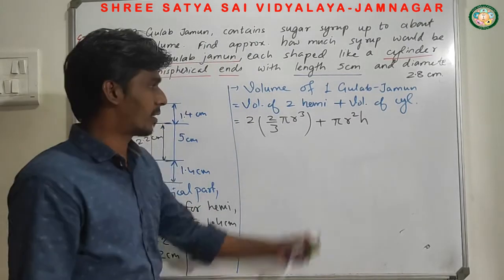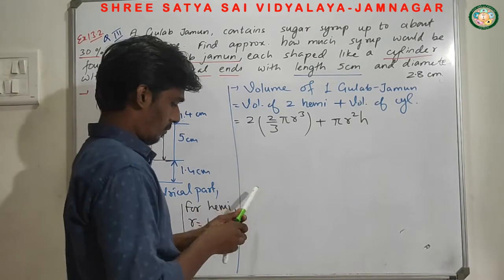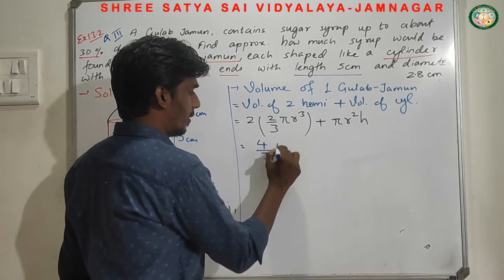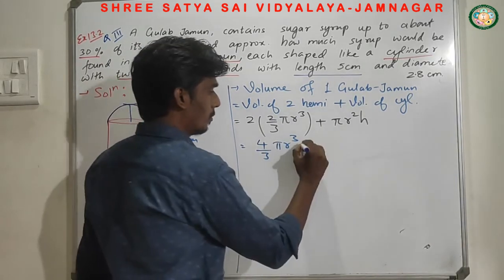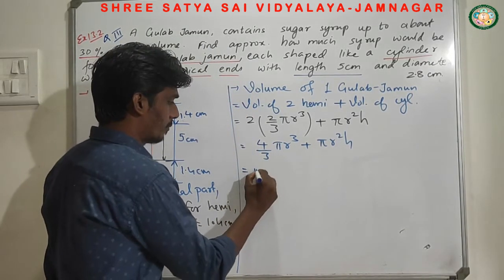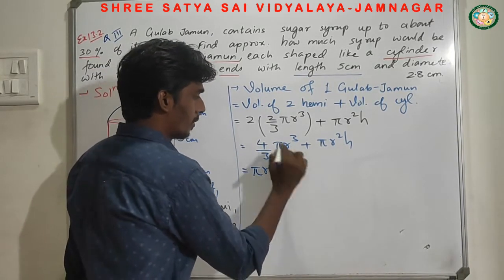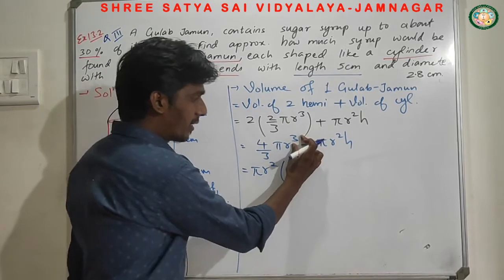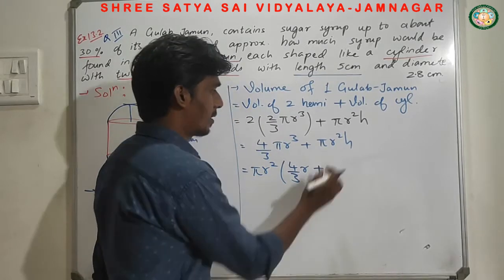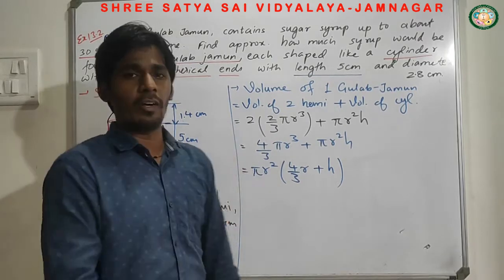This is the formula for the volume of cylinder. 2 2s are 4, so 4 upon 3 pi r cube. Is there anything common between them? Yes, definitely, pi r square is common. So inside it will remain 4 by 3 out of 3 r. Here there was 3, 2 came out. So inside it will remain 1, plus pi r square is outside, and here it will remain h. So this is the way we got the formula.